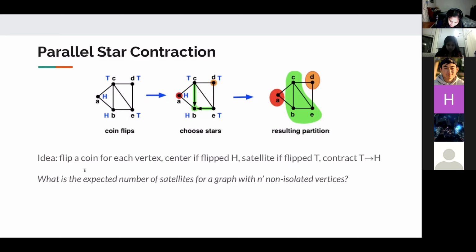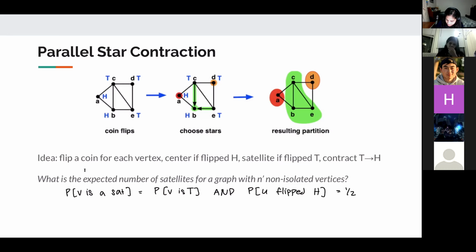So we want to consider, for each vertex, what is the probability that V is a satellite? That probability is going to be equal to the probability that V flipped tails and the probability that some neighbor of V, let's call it U, flipped heads. So this is equal to 1/2 times 1/2, which is 1/4. And we have to consider this for all the vertices, which is why this ends up being n prime over 4.